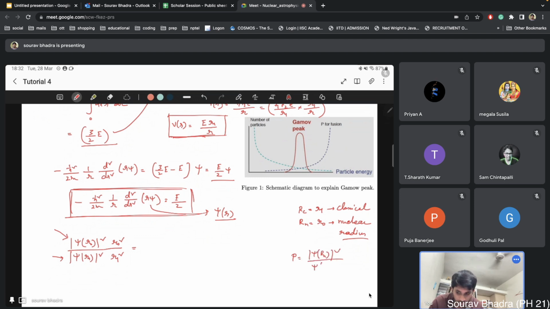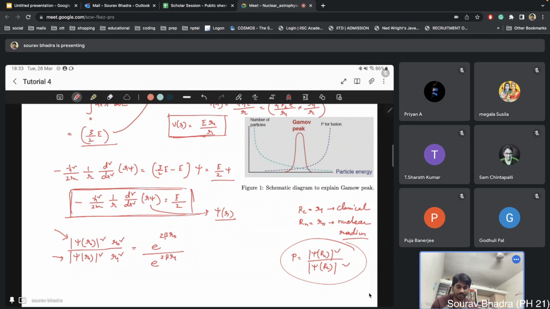So if you go through the sir's lecture again, you will find sir has used this notation, psi of Rn square by psi of Rc square, where I have written psi of R0 square by psi of R1 square. Exactly the same thing, just two different ways of expressing R1. Now if you calculate it, I cannot do it because it will be very time-consuming, 2 beta R1.